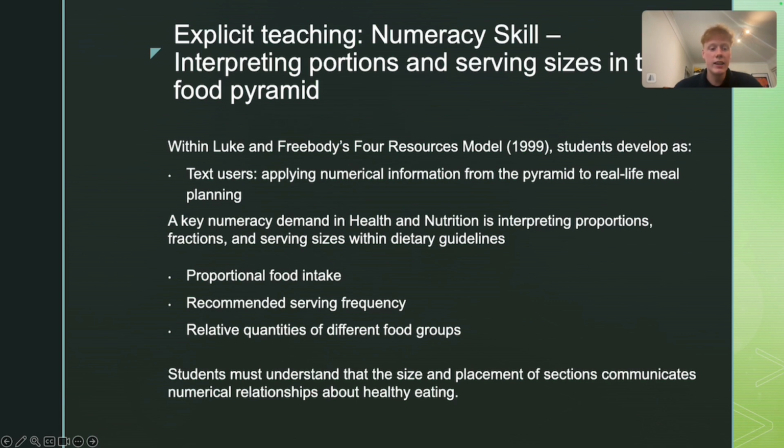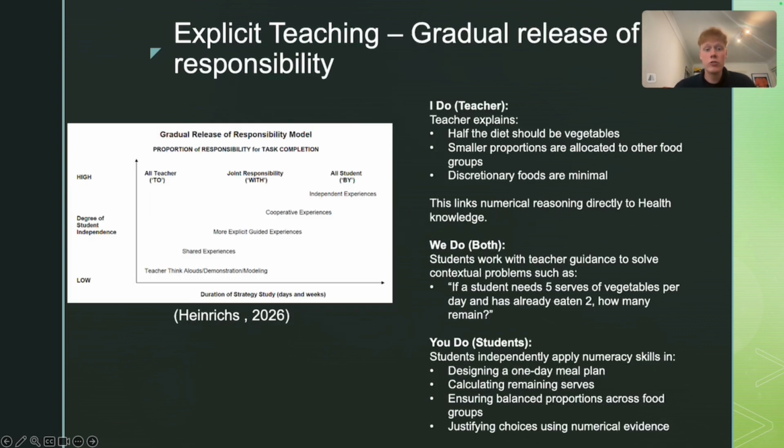Students need to understand that the size and placement of sections communicates numerical relationships about healthy eating. For example, in the food pyramid, the vegetable section is the largest section because that makes up the most of the diet. Again, using the gradual release of responsibility, the teacher will teach how they can interpret the numeracy involved in the text. In the I do stage, the teacher explains half the diet should be vegetables, smaller proportions are allocated to other food groups, and discretionary foods are minimal. This links numerical reasoning directly to the health knowledge.